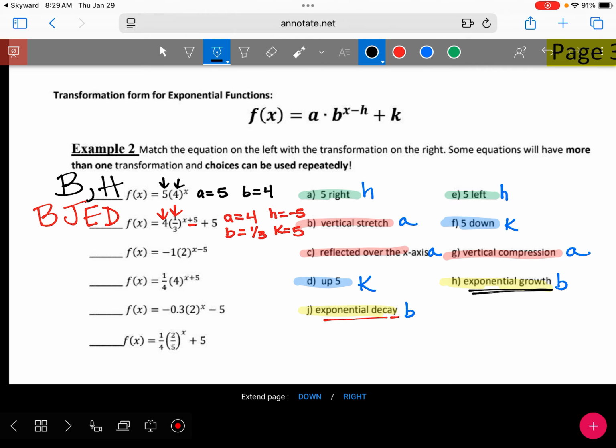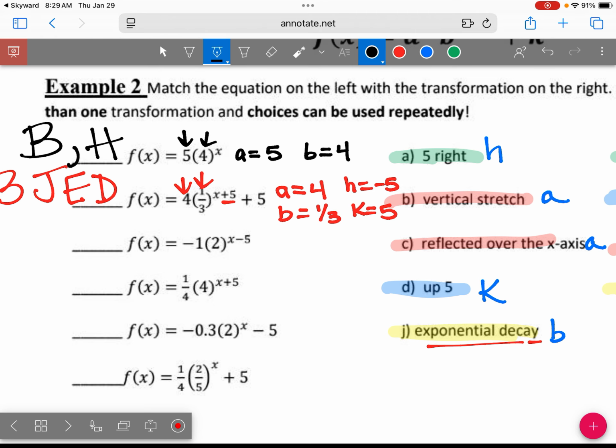All right, now let's go to the next one. So for this one, this is the front, that's negative 1, that's A. The base is 2. Is H positive 5 or negative 5? Who says it's positive 5? Who says H is negative 5? You flip it, it's positive 5. All right, see if you can find your 3 choices. What 3 letters are we using for this transformation? There's 3 choices. A is negative, the base is 2, and H is positive 5.